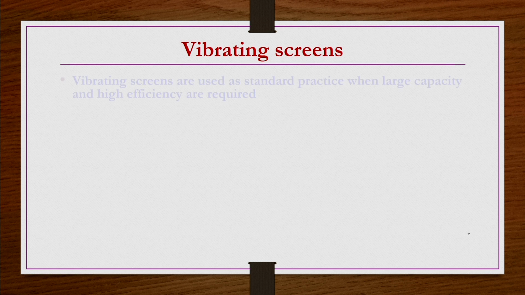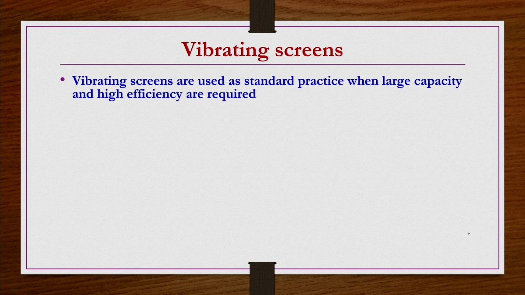Next one is the vibrating screens. Vibrating screens are used as standard practice when large capacity and high efficiency are required. In the capacity section we are going to see that for some of the ores, the capacity is much higher for this vibrating screen compared to other types of screens. Similarly, their effectiveness is also very high. That is the reason many people use these vibrating screens in their industries.